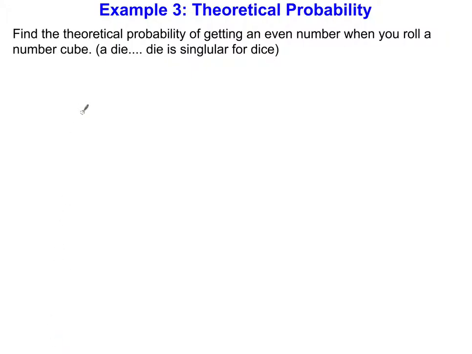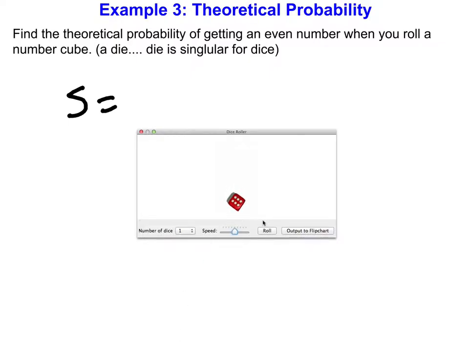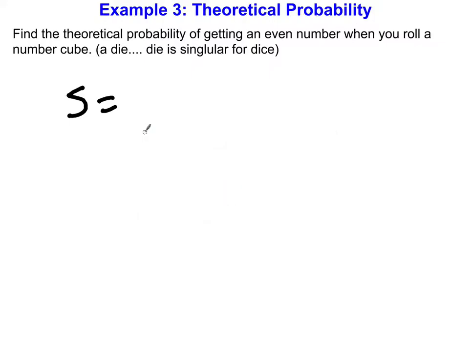Alright, so the first thing is we want to know what is the size of our sample space. I'm going to write that as S. Let's look at the problem. Find the theoretical probability of getting an even number when you roll a number cube. A die is a number cube, and die is singular for dice. So they're talking about a regular six-sided die, I'm assuming. So there are 6 sides to this die. I'm going to hit roll a couple of times. Alright, so there's 6 different possible outcomes. So the sample size is 6.